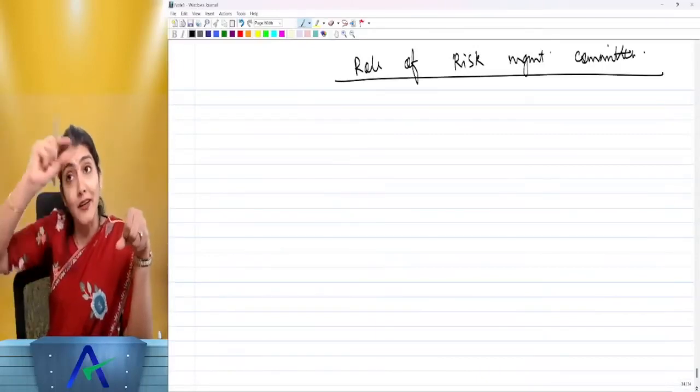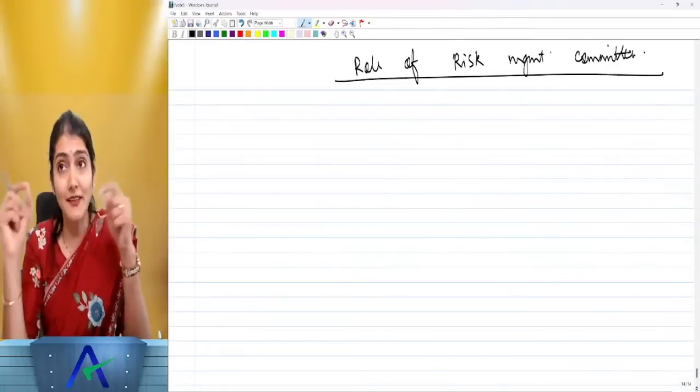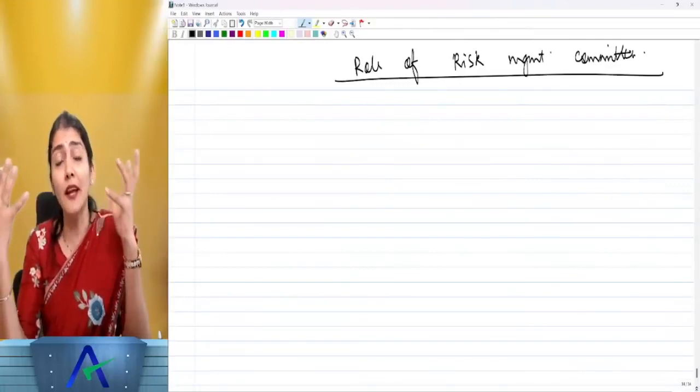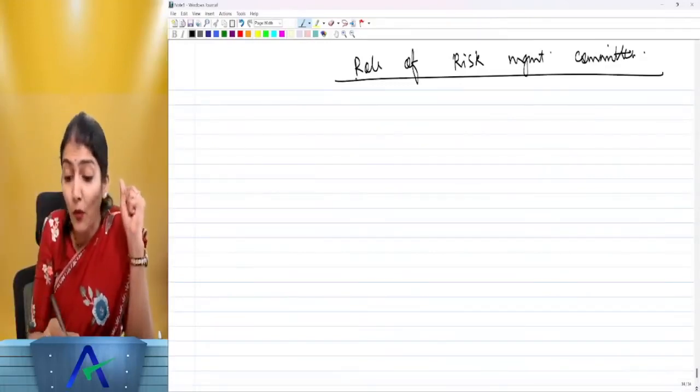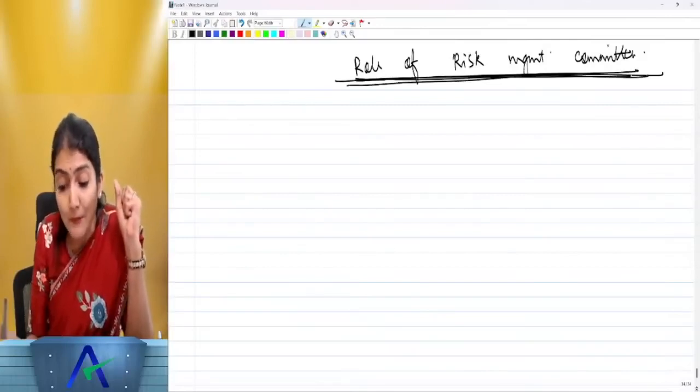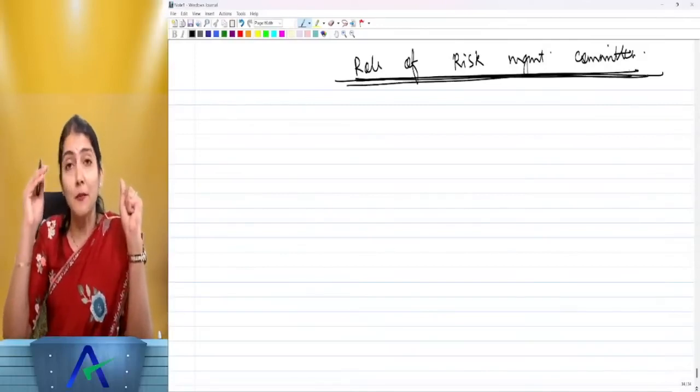And this committee will coordinate its functions with the other committees, right? So that's the role of the risk management committee.